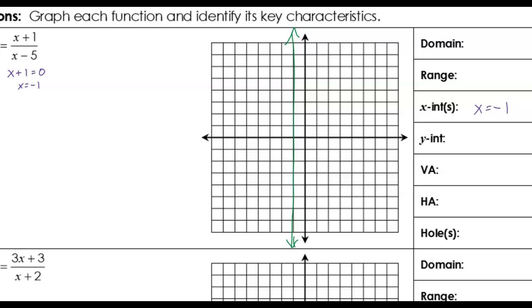Guys, how do we represent x-intercepts on a graph? Yes, it's a point on the graph, meaning we have to write down a coordinate point. The x value is -1, and the y value, because it's the x-intercept, the y value is always 0. And I go ahead and I place that point on my graph. -1, 0.